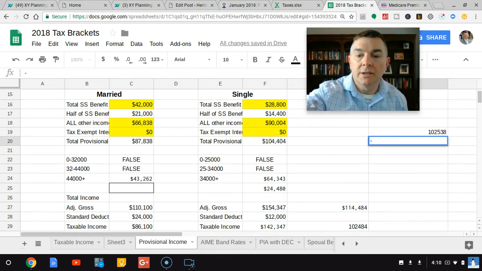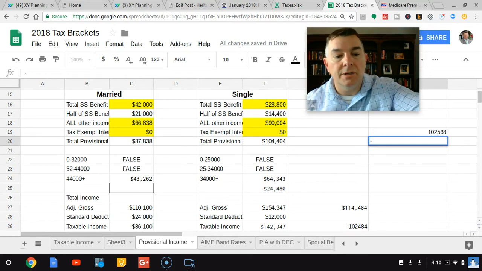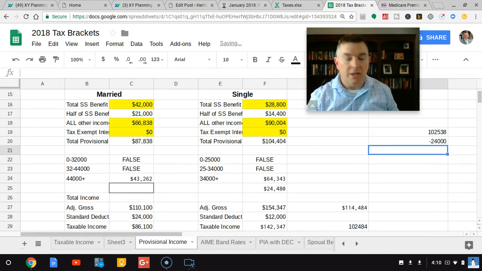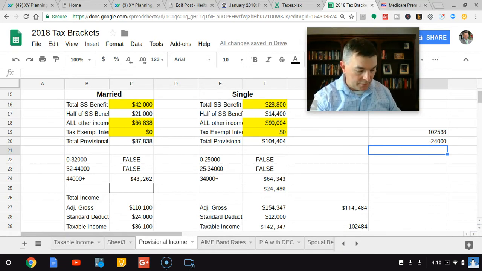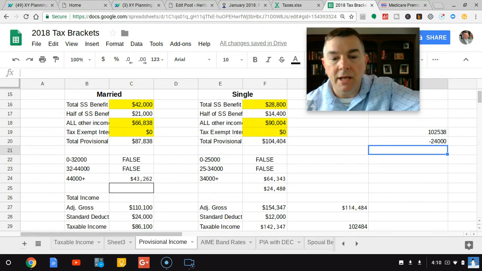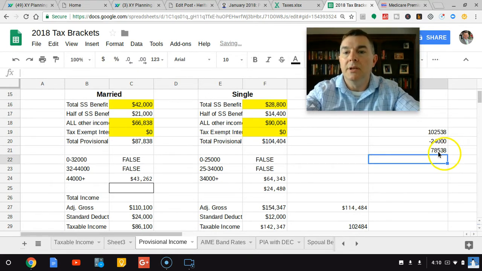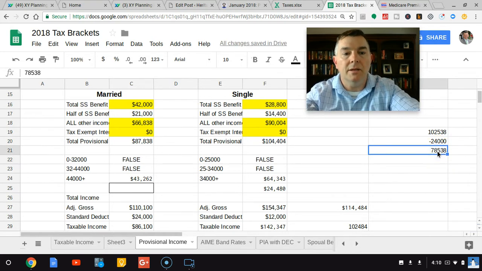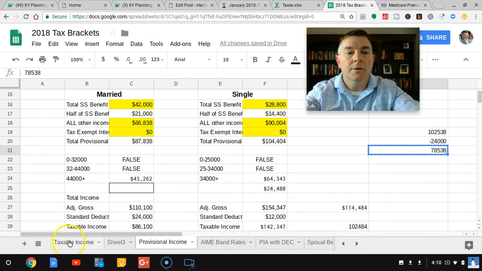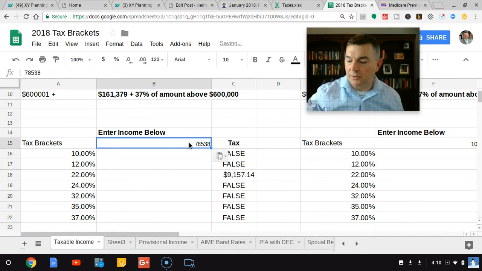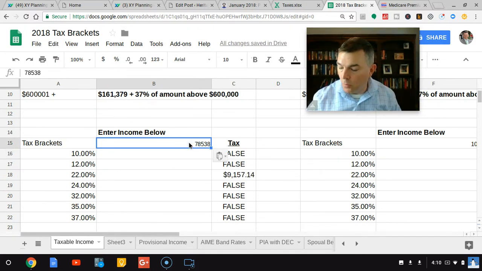We subtract 24,000 for standard deductions because they have two standard deductions, and we say their taxable income will be 78,538. We're going to come over here and type in 78,538, and that means their taxes are 9,157, excuse me, now.